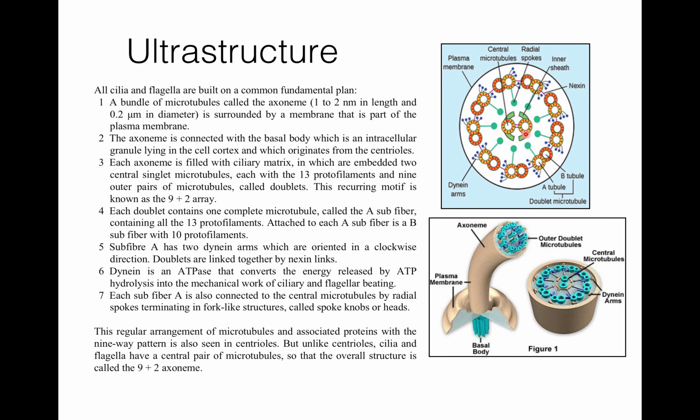So this is the ultrastructure of flagella and cilia. Here you can also see the central microtubules and the peripheral microtubules. This arrangement of microtubules and associated proteins in a 9-fold pattern is also seen in centrioles. But unlike centrioles, cilia and flagella have a central pair of microtubules. So the structure is called the 9 plus 2 axoneme.